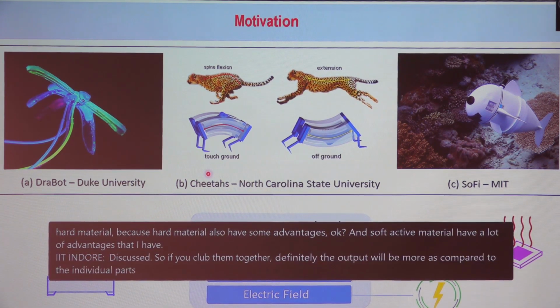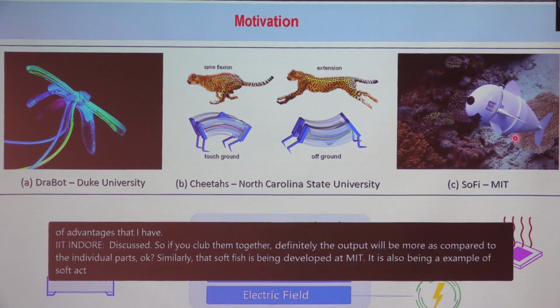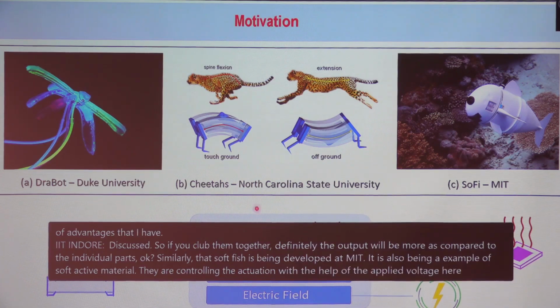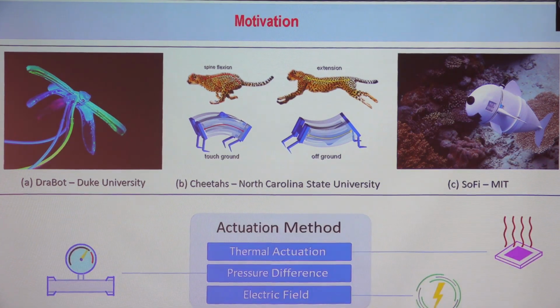Okay. Similarly, that soft fish is being developed at MIT. It is also an example of soft active material. They are controlling the actuation with the help of the applied voltage here. As I have already discussed, the external stimulation response is going to be different. Okay. What is happening here? So the actuation mode is going to be different. Okay.